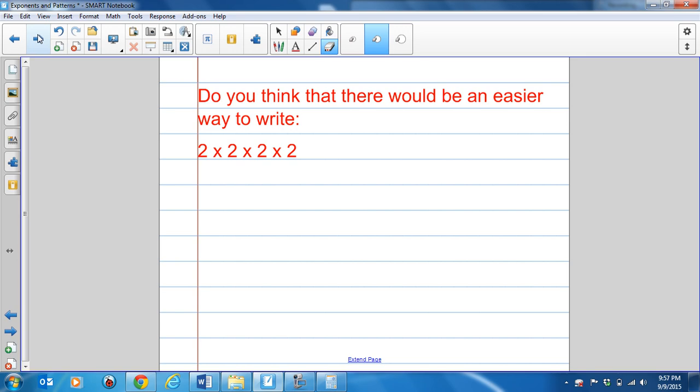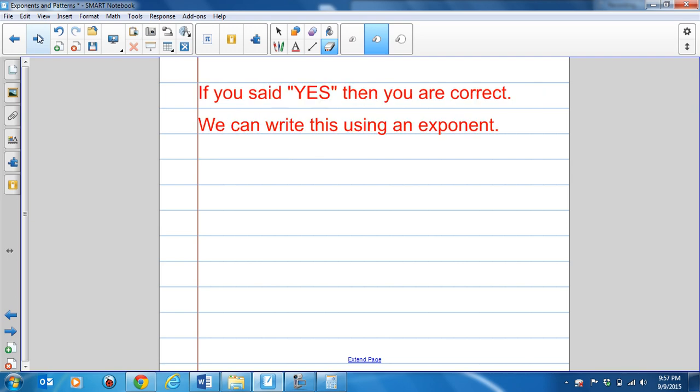So what I want you to think about for a minute is just like with 2 plus 2 plus 2 plus 2, we can use multiplication. Do you think that there would be an easier way to write 2 times 2 times 2 times 2? If you said yes, then you are correct. We can write this using an exponent.